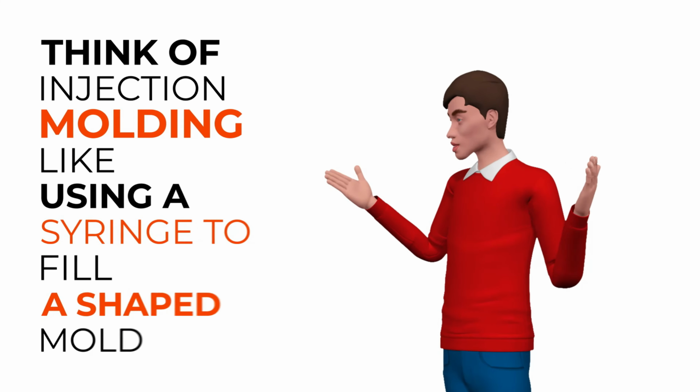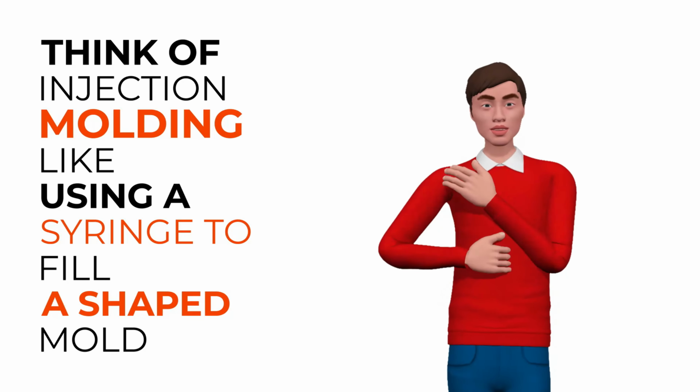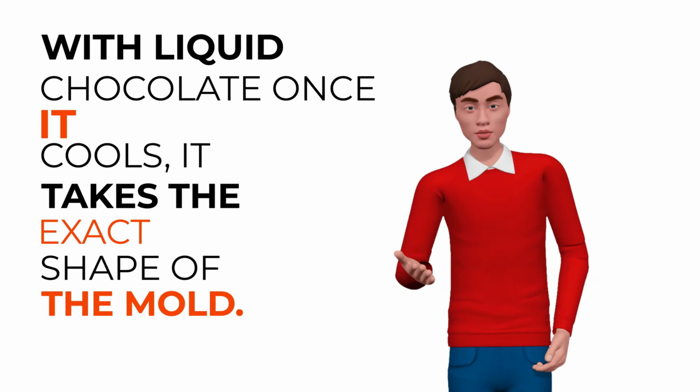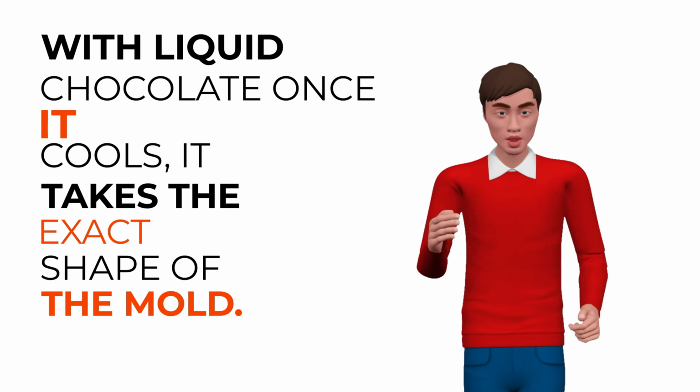Think of injection molding like using a syringe to fill a shaped mold with liquid chocolate. Once it cools, it takes the exact shape of the mold.